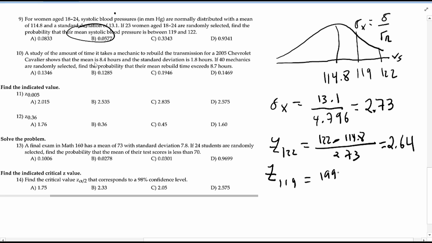The z-score at 119 is 119 minus 114.8 divided by 2.73, and that will be 1.54.